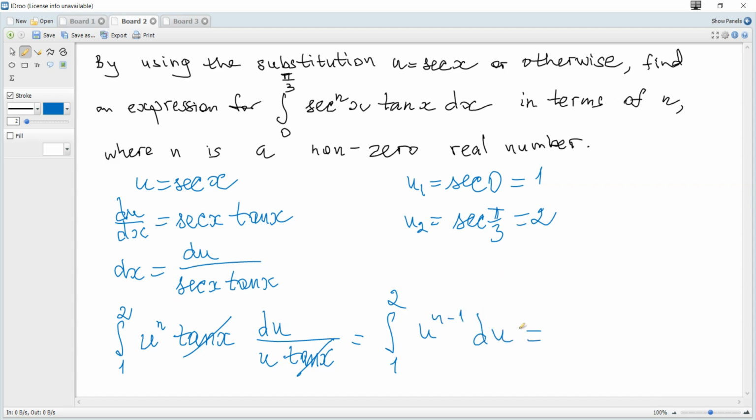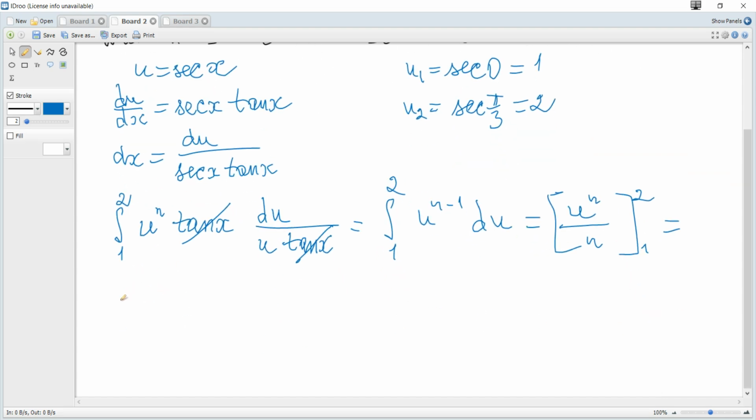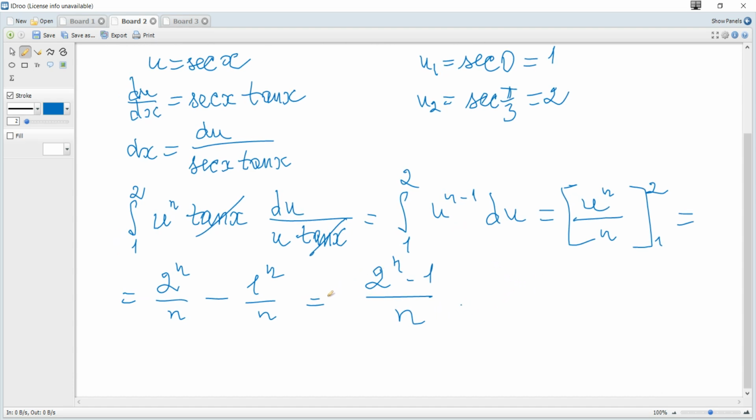And it's a usual function like x to the power of n, which can be easily integrated, and it becomes u to the power n minus 1 plus 1, which is u to the power n, divided by n, with limits from 1 to 2. Substituting the limits, it becomes 2 to the power of n over n minus 1 to the power of n over n, and it is equal to 2 to the power n minus 1, over n.